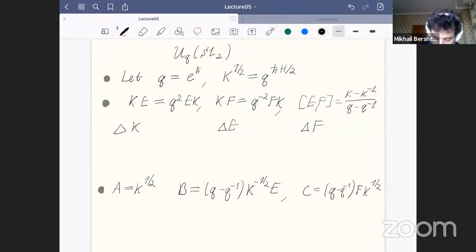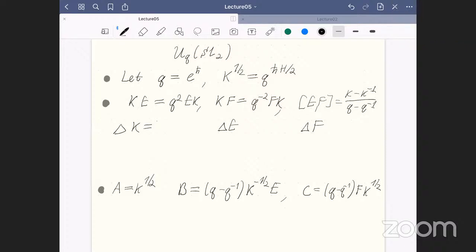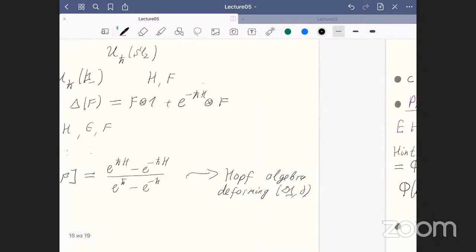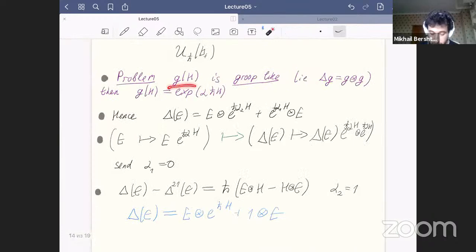Concerning the coproduct, maybe I ask the audience: who can guess what will be the coproduct of K? Who can guess or who knows? You know, if I understand correctly. K tensor K. Yeah, and how to get this? This is a group-like element. Yes, this is exactly a group-like element. So, like in this problem, for the exponent of a Lie algebra element, the coproduct acts on them like this.